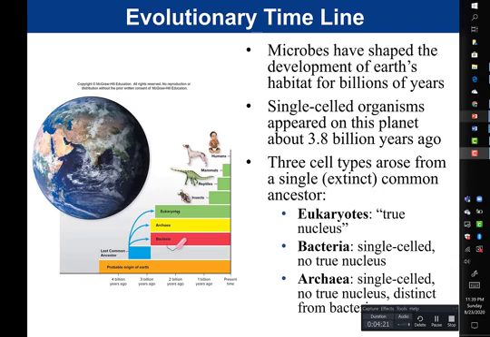And then the other 2 categories are archaea and bacteria. Both of those types of organisms are single-celled. They have no true nucleus. They are what we call prokaryotic cells. But archaea and bacteria are still distinct from one another. In fact, archaea are believed to be more closely related to eukaryotic cells than they are to bacteria.